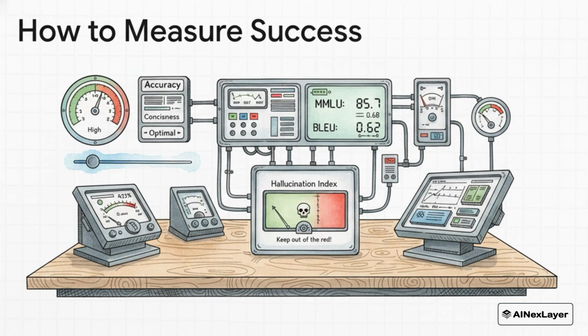And measuring success for these language models is a bit of an art. We look at very specific things like accuracy, completeness, and how concise the answers are. We also use standard industry benchmarks like MMLU or Rouge scores to grade performance. We even check a hallucination index to make sure the model isn't just making stuff up.